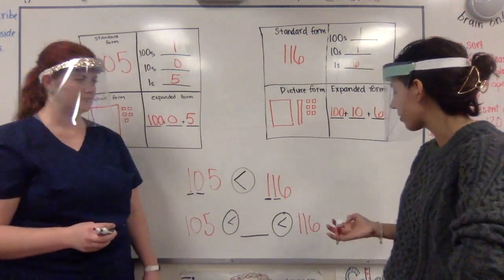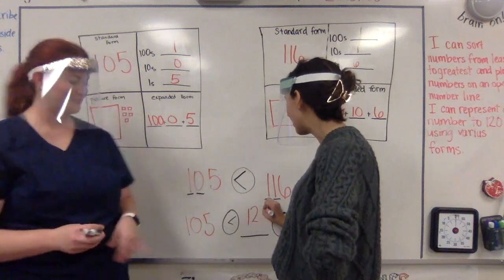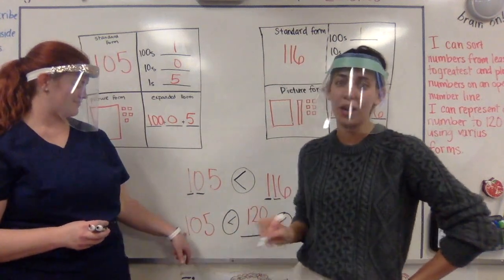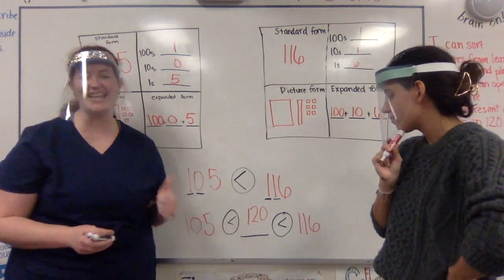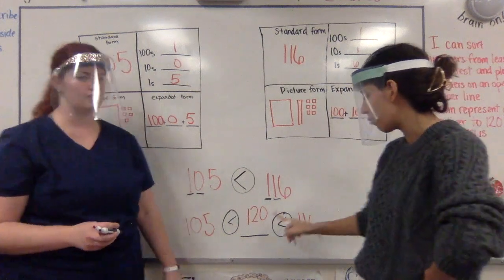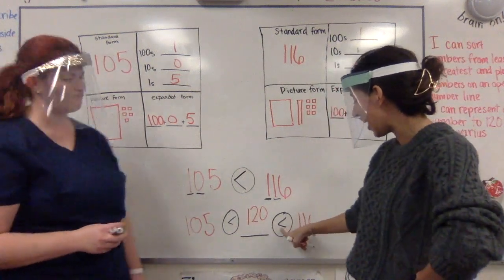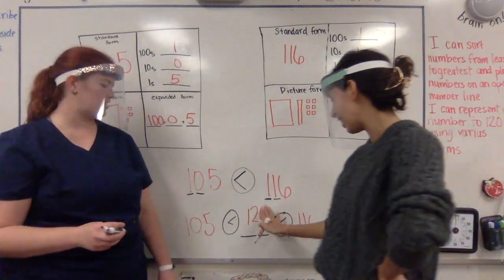Oh, what about a number like 120? Ooh. 120 is definitely greater than 105. Yeah, so this is true. 105 is less than 120. That's true. Oh, wait, but I remember I have to do 2 problems. Oh. So then 120 is less than 116. Oh, that's not true. So it can't be this number.